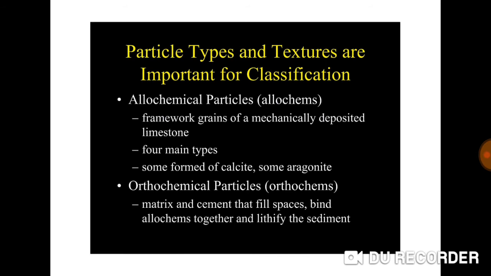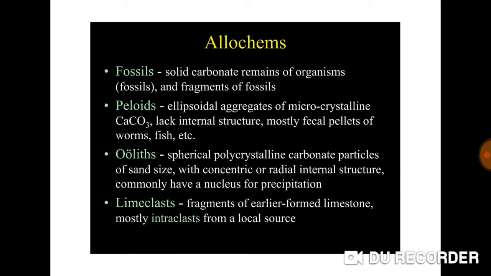Now, the particles which are important for the classification are allochemical particles and orthochemical particles. Allochemical particles are the framework grains of a mechanically deposited limestone. They have mainly four types, and some are formed of calcite or some of aragonite. Orthochemical particles, or orthochems, are the matrix and cement that fill spaces, bind allochems together, and lithify the sediments.